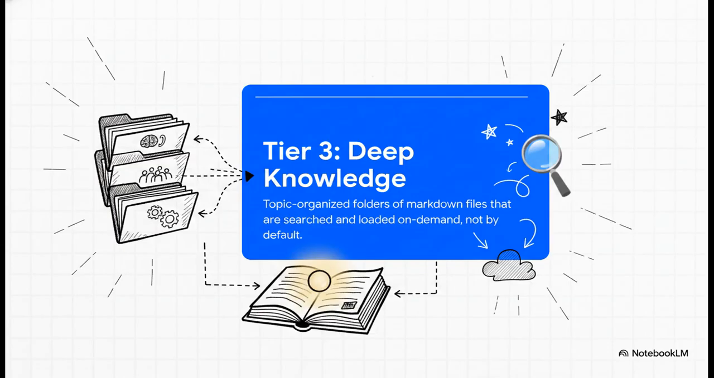And finally, we have Tier 3, which is the long-term archive. This is your deep knowledge base, all neatly organized into topic folders, projects, people, important meeting notes, whatever you want. But here's the critical part. These files are not loaded by default. They are only searched and pulled into context when the conversation actually needs them, which makes the whole system incredibly cost-efficient. You only pay for what you retrieve.